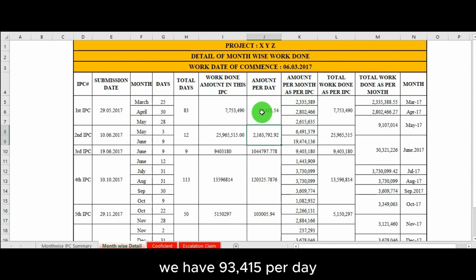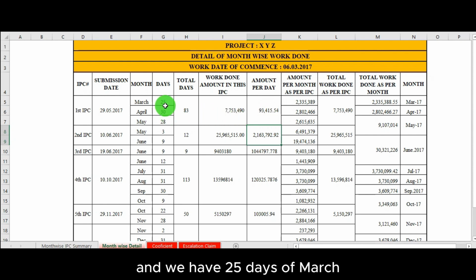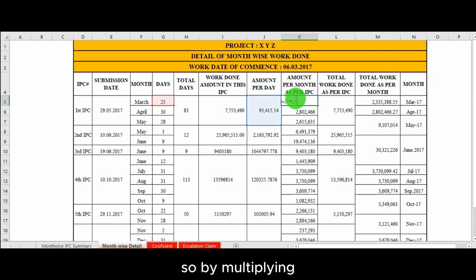For instance, we have 93,415 per day and we have 25 days of March. So by multiplying, we will get 2.33 million rupees. For April, we will get rupees 2.80 million. And for May, we will get rupees 2.61 million.